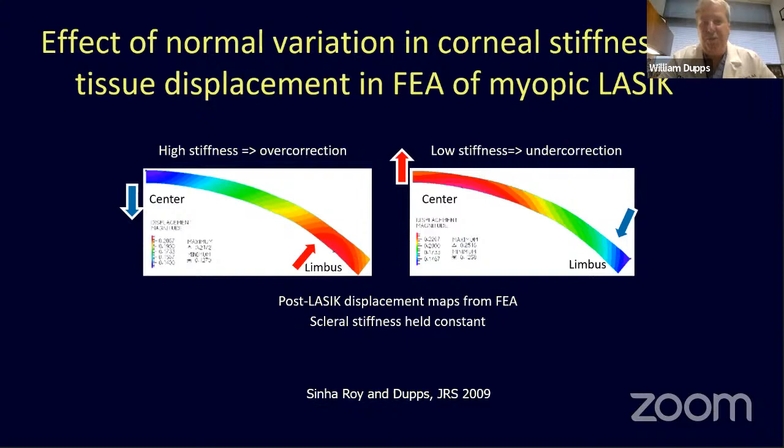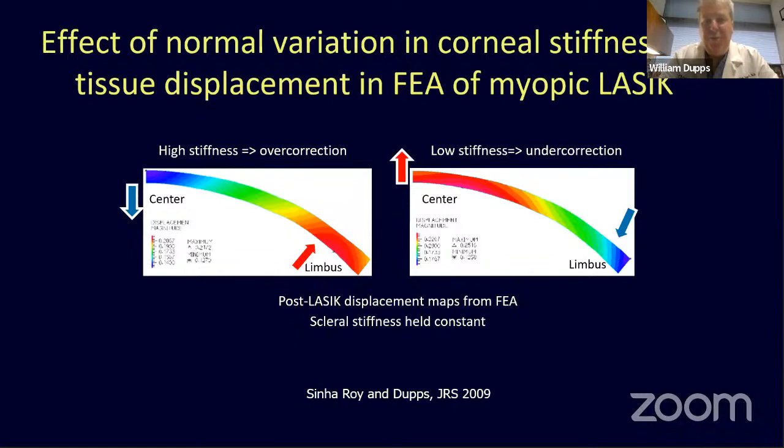If we talk about LASIK specifically and generalize that to all photoablative refractive surgery, we know that normal variations in corneal properties can make a difference in outcomes in everyday LASIK practice, even outside of the context of ectasia. This is an example of a simple sensitivity analysis that we did about 10 years ago, looking at corneal stiffness differences in a model.